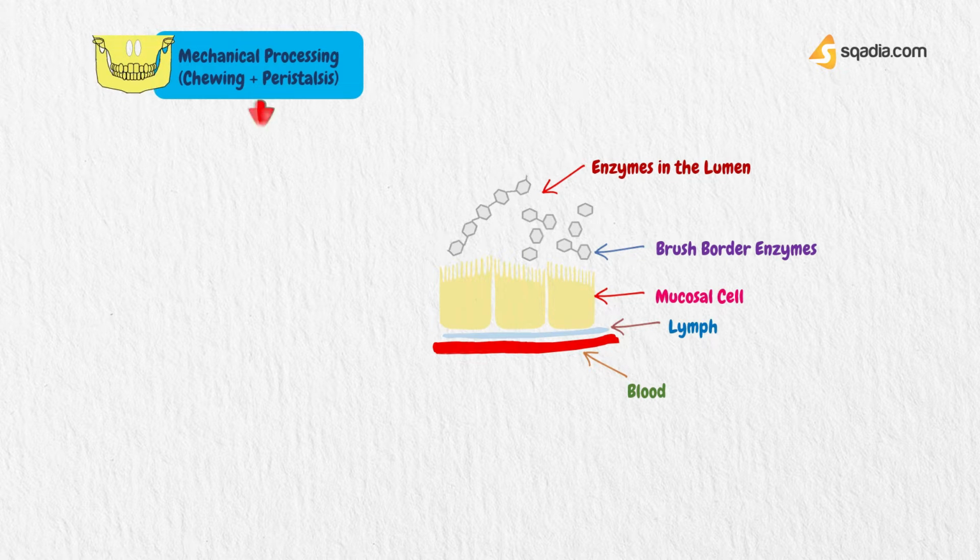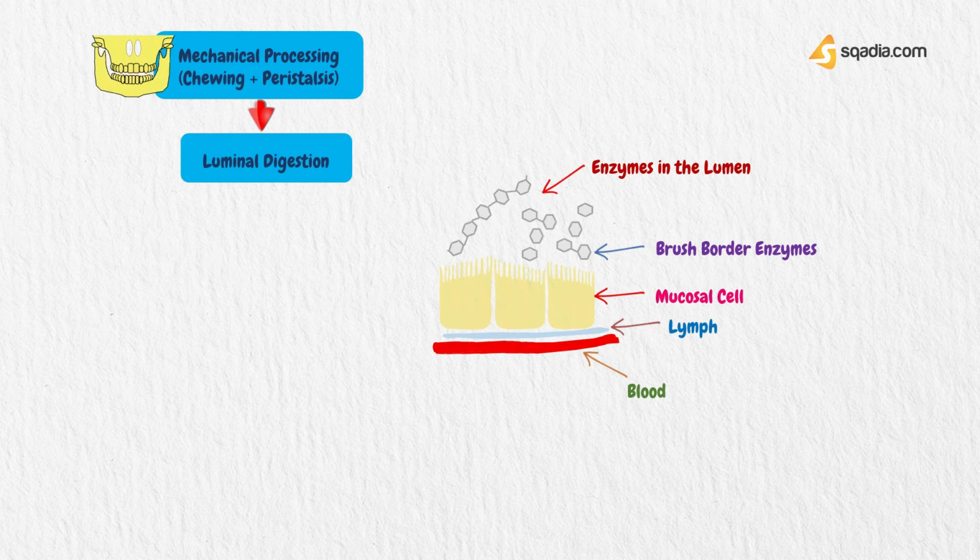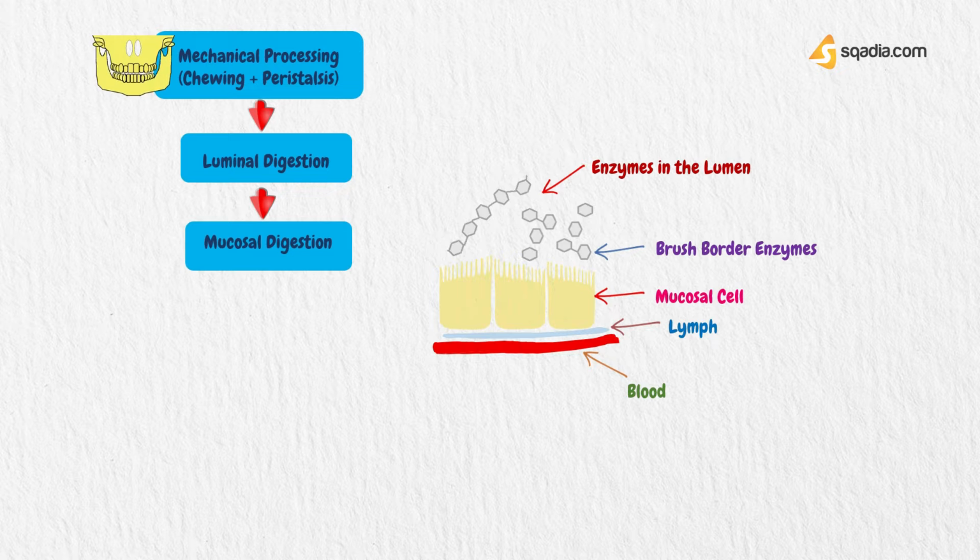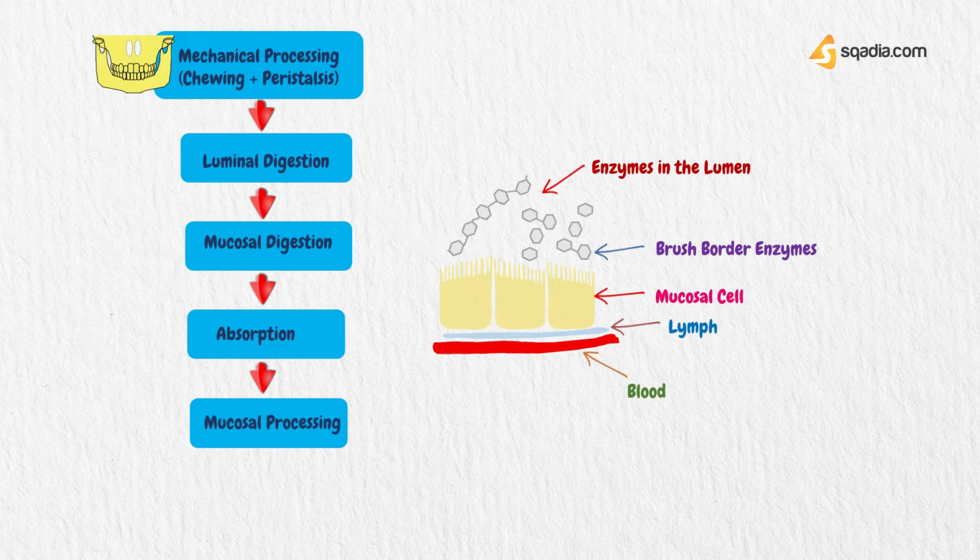Then digestion within lumen, which is by gastric acid, intestinal enzymes, pancreatic juices, and bile. Then the next step is digestion by enzymes which are present in the luminal brush border. After this, there is absorption from lumen to the mucosal epithelium, and this is followed by processing within mucosal cells. And finally, transportation into blood and lymph, through which the absorbed substances reach the liver and systemic circulation respectively.